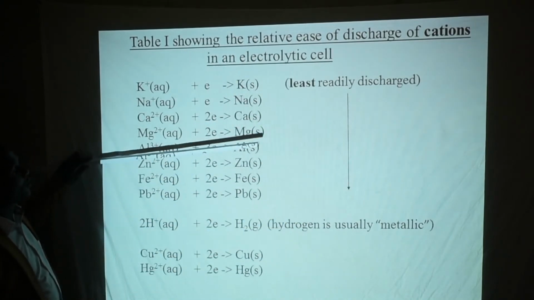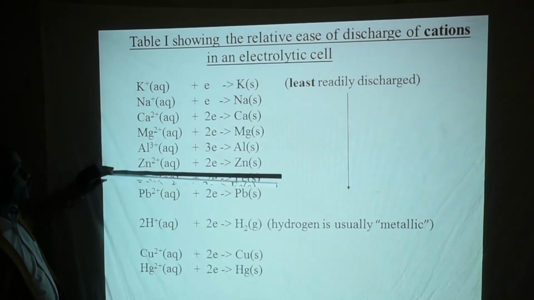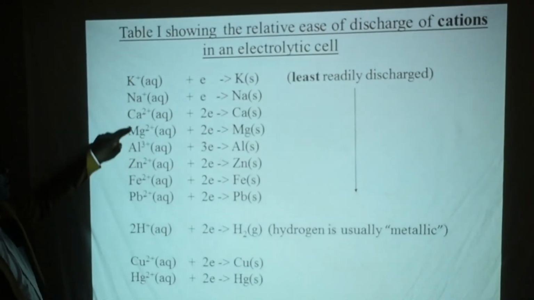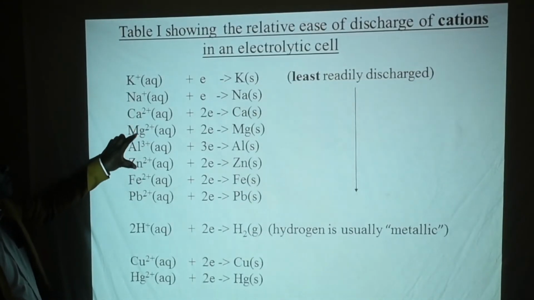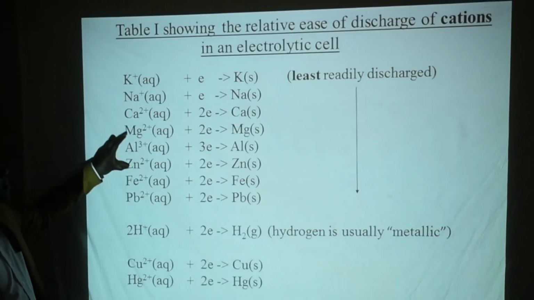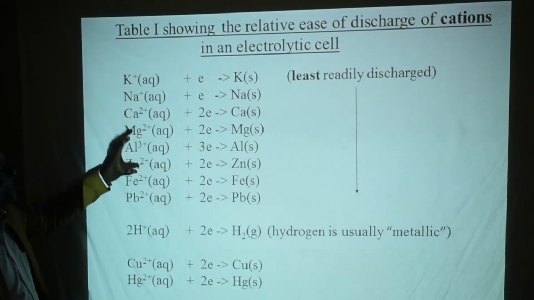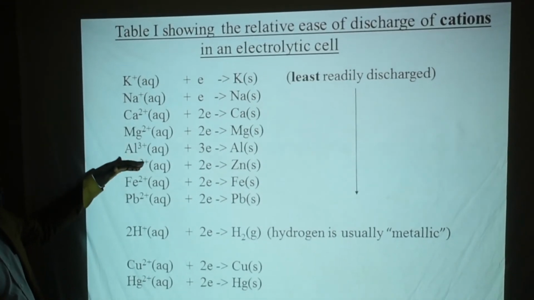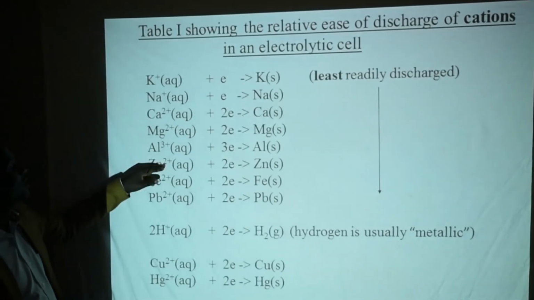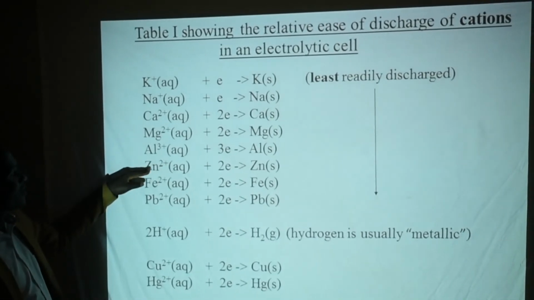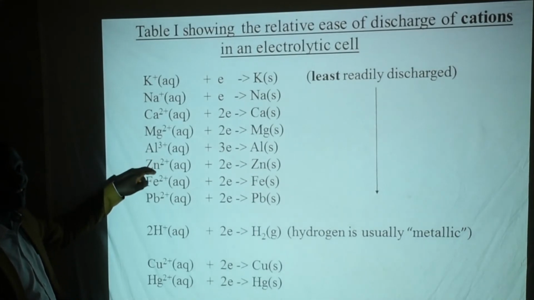If we have metals here that you are comparing, for example zinc and magnesium, obviously if the two of them migrate to the same electrode, then the one which is lower on this reactivity series will be discharged. So if we have magnesium and zinc, zinc will be discharged in that case.